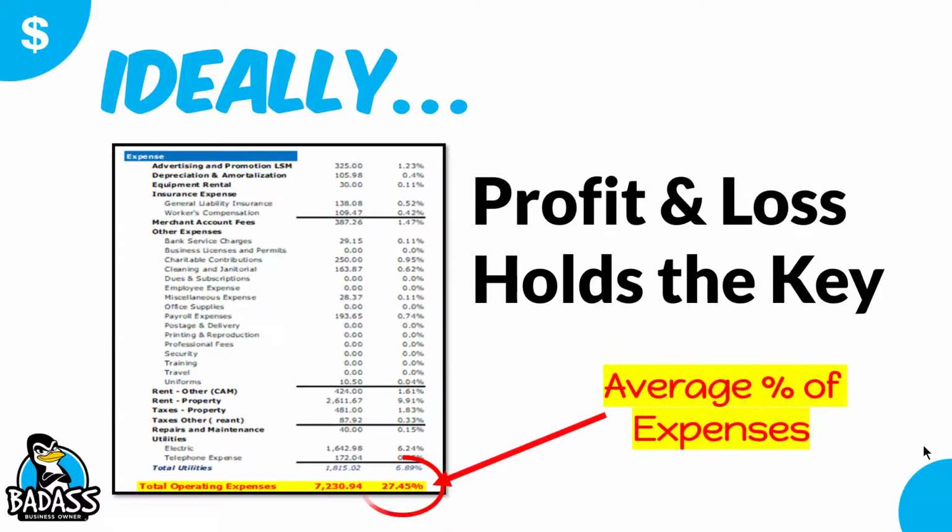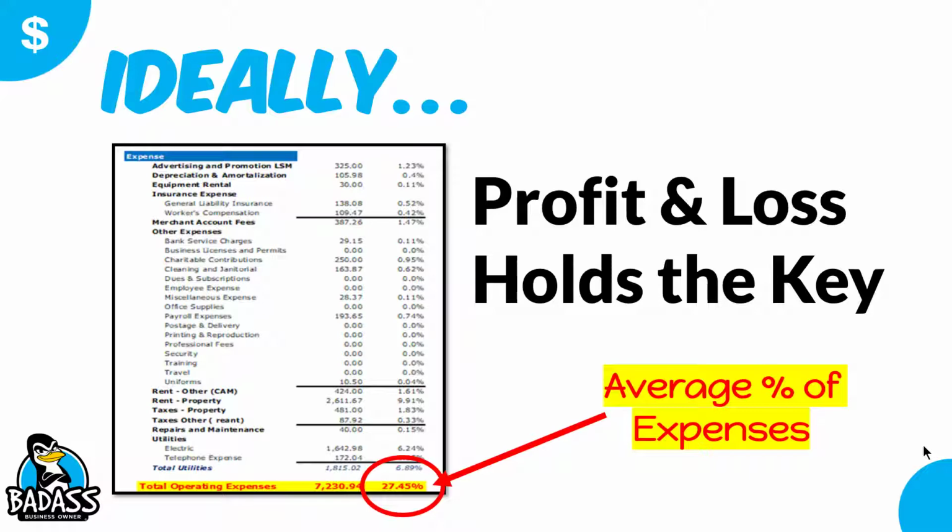Well, ideally, the best thing to do is to grab your profit and loss, because it holds the key to that number. If you go to where your expense line is and figure out the percentage by taking your total expenses for that month, divide it by your total sales, it's going to give you a percentage. And in this case, it says 27.45. So this business owner would know that, hey, I'm going to use about 27% of my sales to go towards expenses in my business.